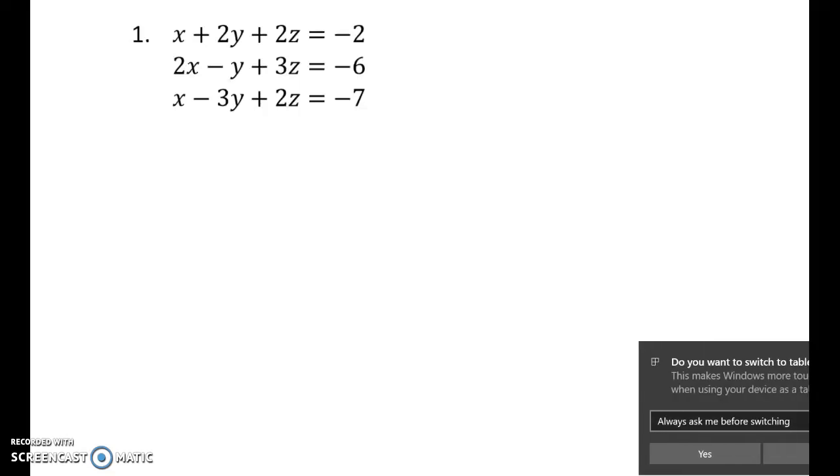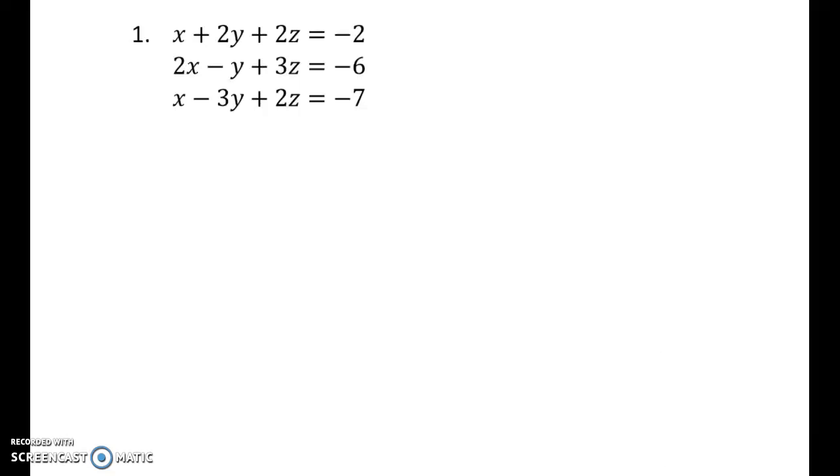Alright, so here we are. We're going to go ahead and solve the system of three variables. Just like when there's two variables, what we need to do is try to eliminate one of them. I'm going to call this one equation number 1, this 2, and this 3.